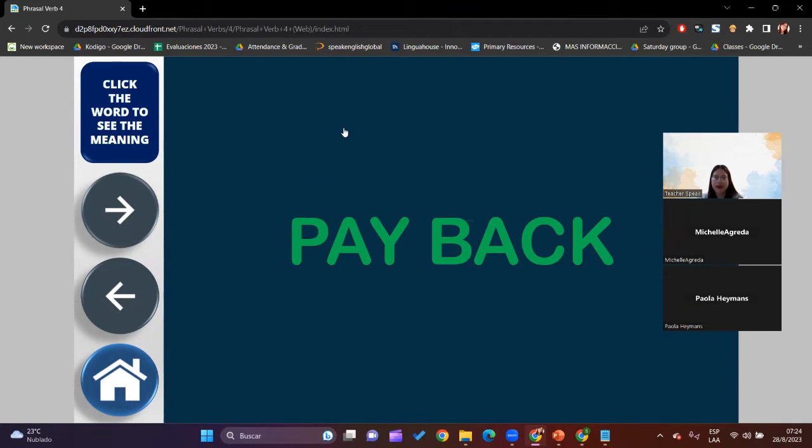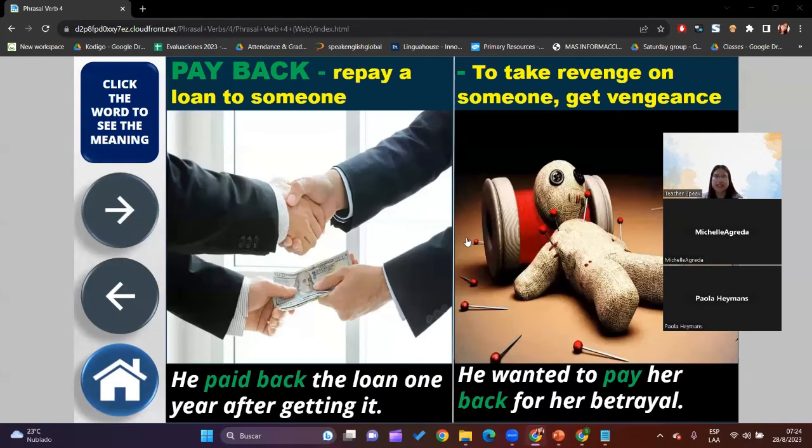What about payback? Is it not like a refund? I don't know. For example, I want my payback, like when you borrow some money. Yes. It could be talk of payment. Yes, you can talk about money specifically, but it can also have a figurative meaning. Let's see. Paula, help me to read the definition and the example. Repay a loan to someone. For example, he paid back the loan one year after getting it.